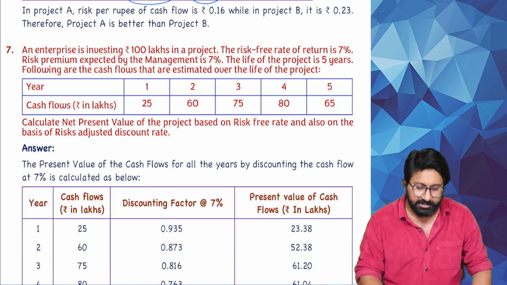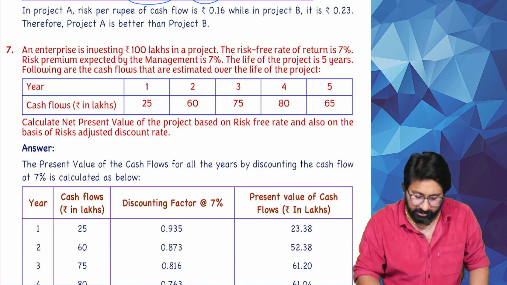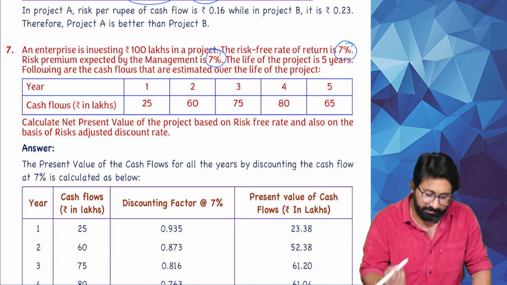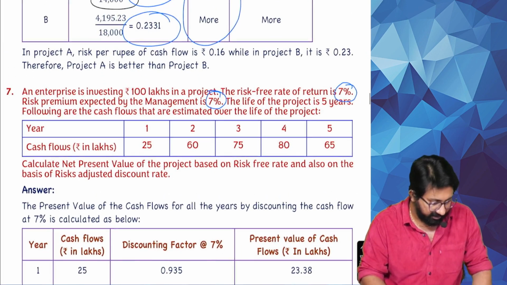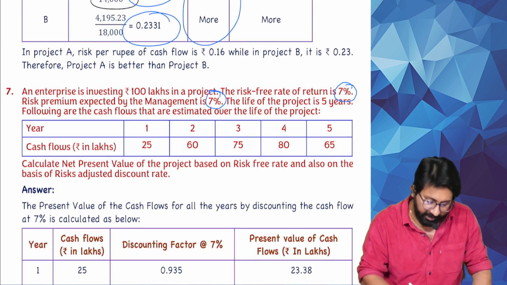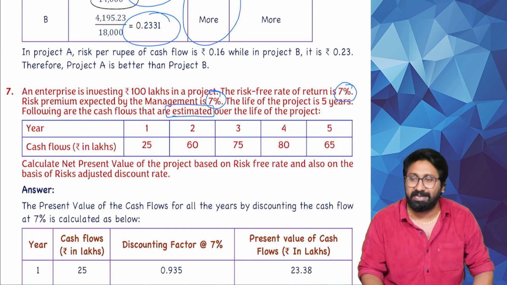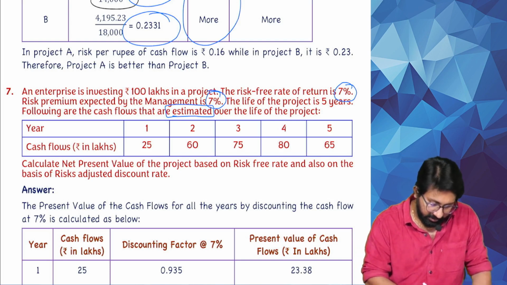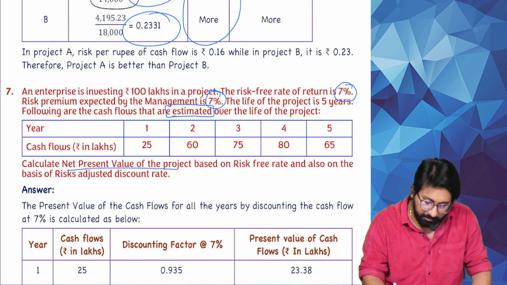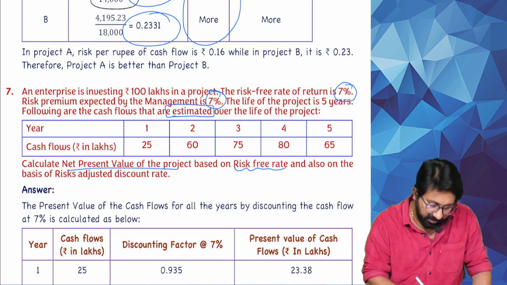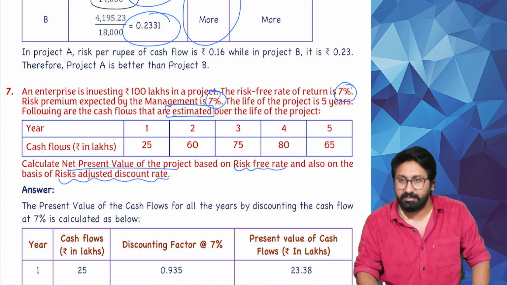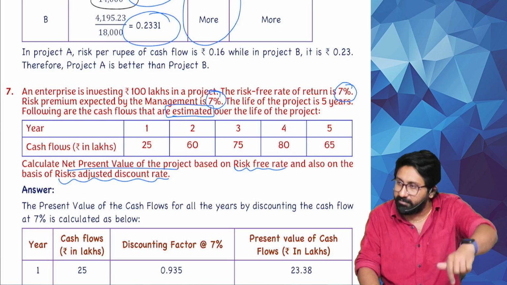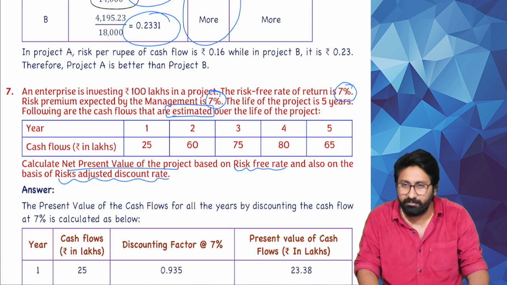An enterprise is investing rupees 100 lakhs in a project. Risk-free rate is 7%. Risk premium is 7%. Life of a project is 5 years. Following are the cash flows estimated. Estimated means certain, uncertain. Uncertain. Next, these are the cash flows. Calculate the NPV based on risk-free rate and also on the basis of risk-adjusted discount rate. Means only taking risk-free rate we will calculate NPV. Also considering the risk premium we will recalculate the NPV. Can we do it or not?